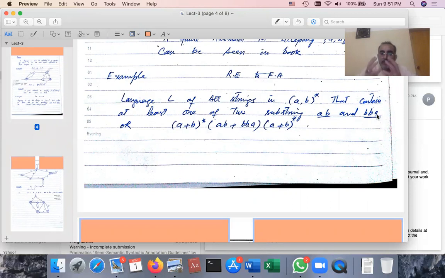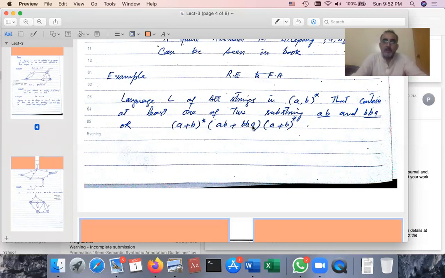So now the language is given to us, or a regular expression is given to us, and then we have to draw an FA. That language is saying that you have strings with all possible combinations of A and B, but there is one condition: all the strings will contain at least one of these two substrings. These are the two substrings, AB and BBA. Look at the screen, AB and BBA. Any one of these two substrings would be part of the strings of that language.